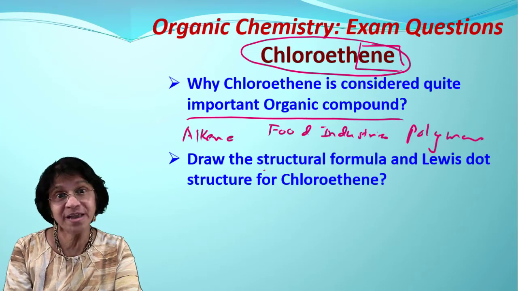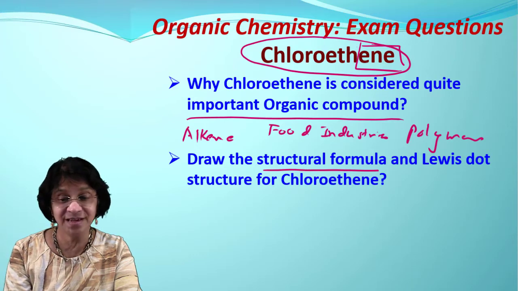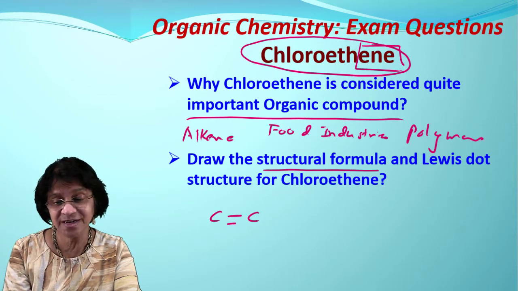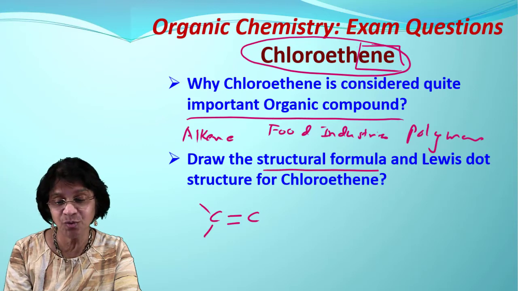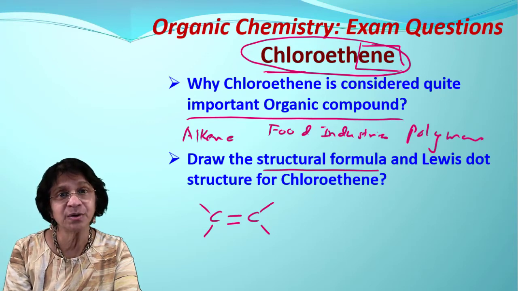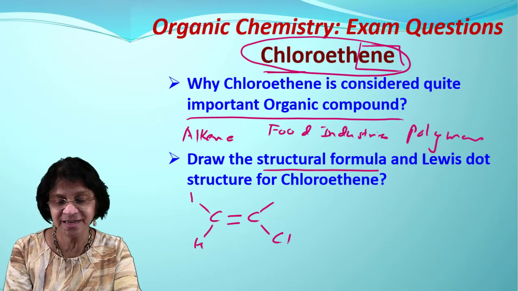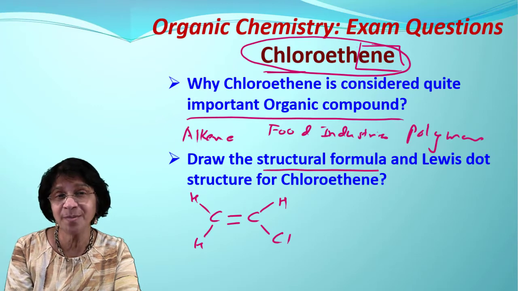This is about drawing the structural formula for the compound. Chloroethene, what does it tell you? You have 2 carbon atoms and it's an ethene. So definitely we have a double bond. That leaves 2 more bonds for each carbon atom. And one of them is substituted by chlorine. So if I put chlorine at one position, the remaining will be hydrogen. That's it. That's our structural formula.